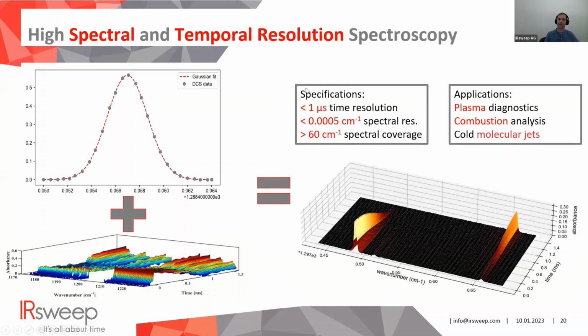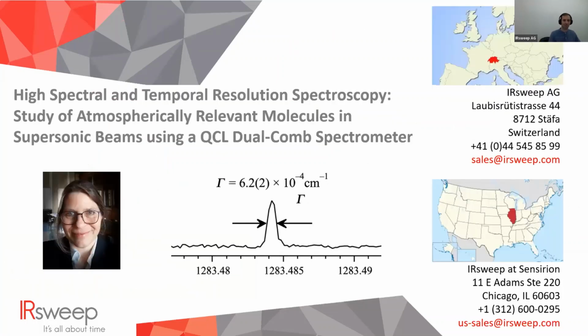In conclusion, this gives us sub-microsecond time resolution with 5 × 10⁻⁴ wave number spectral resolution over a coverage of 60 wave numbers. And I think this is very useful for everyone who cares for small gas phase molecules and their fast dynamics, for example, in plasma diagnostics, in combustion analysis, or also for high resolution measurements in cold molecular jets. And this is exactly what Karen Keppler is going to present us here.